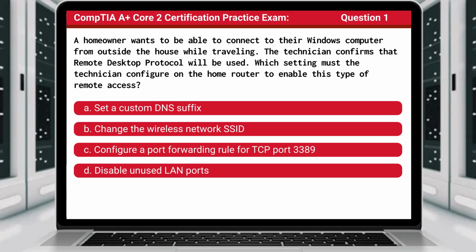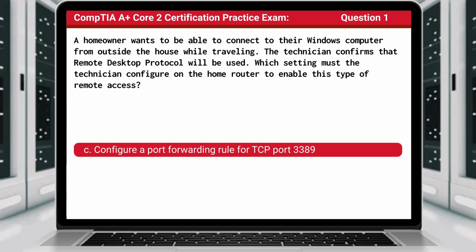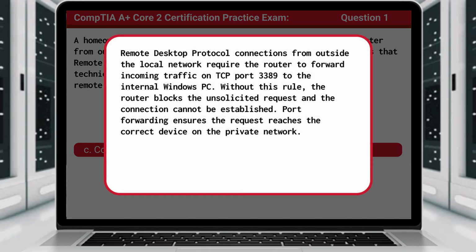The answer is C. Configure a port forwarding rule for TCP port 3389. Remote Desktop Protocol connections from outside the local network require the router to forward incoming traffic on TCP port 3389 to the internal Windows PC. Without this rule, the router blocks the unsolicited request and the connection cannot be established. Port forwarding ensures the request reaches the correct device on the private network.